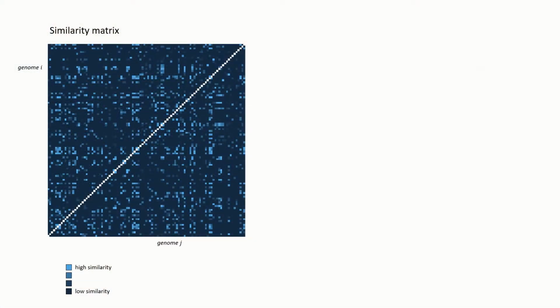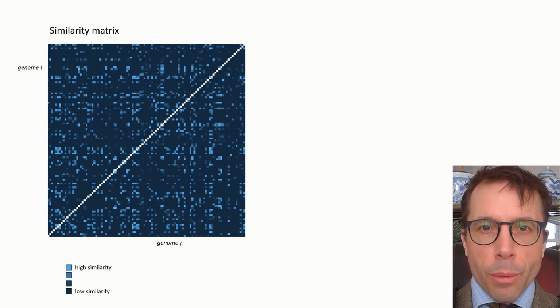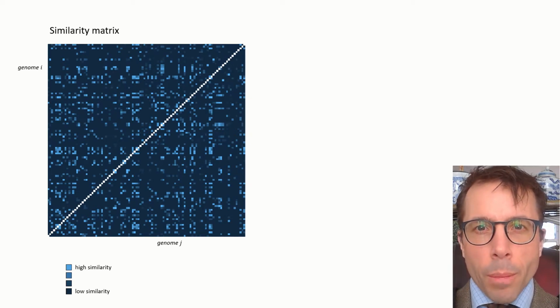Think of the x-axis as representing all the genome sequences in our database and the y-axis the same, so that each cell in this matrix represents a pair of genomes. And we'll colour-code the cells by how similar those two genomes are. Biologists have all sorts of ways of measuring similarity between genome sequences based on how DNA mutates.